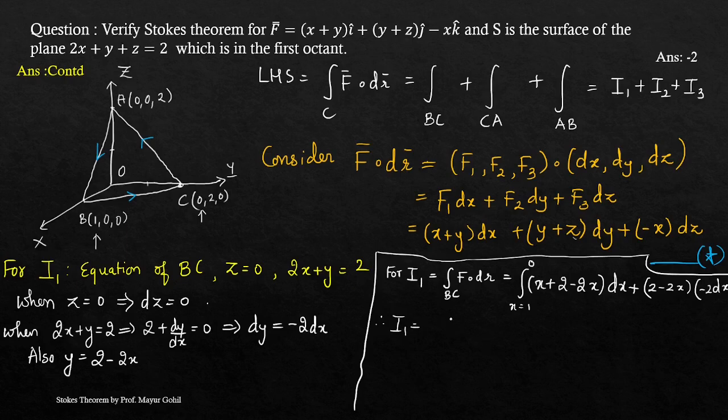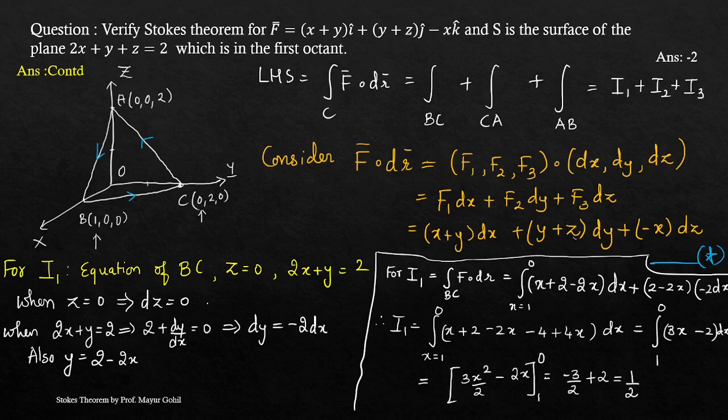For I1 we get the integral with x from 1 to 0. Now on simplification, what do we get? It is x plus 2 minus 2x, then minus 4 plus 4x, dx. Now this gives us the integration from 1 to 0 of 3x minus 2 dx. On integration we will get the answer as half. So the I1 answer we have got is half.